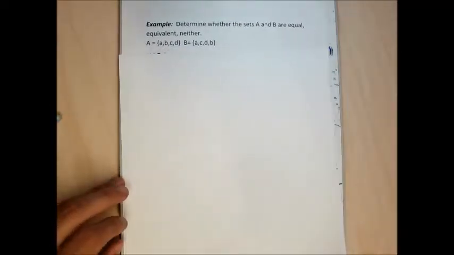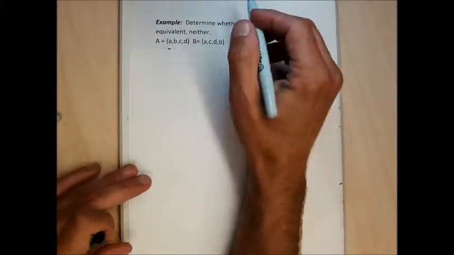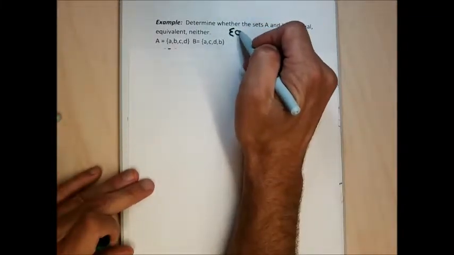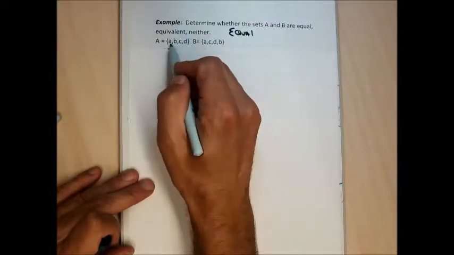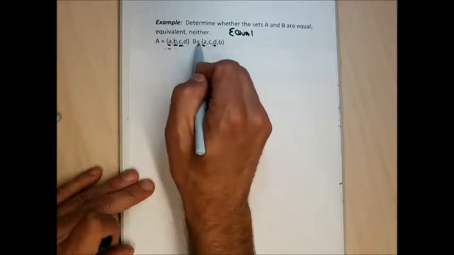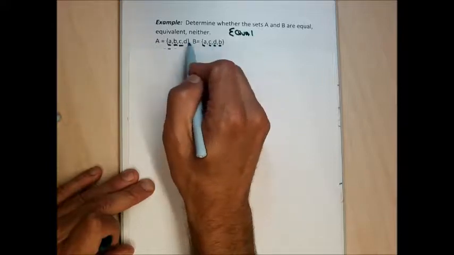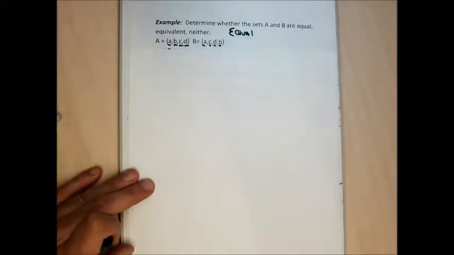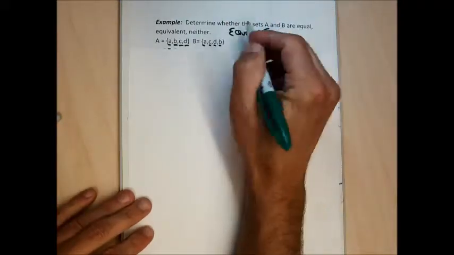Let's look at another couple sets. Determine whether these sets are equal or equivalent or neither. Let me first figure out whether they're equal or not. To be equal, they have to have exactly the same elements. They both have A, they both have B, they both have C, and they both have D. They're equal because both sets have the letters A, B, C, and D. So yes, these are equal sets.